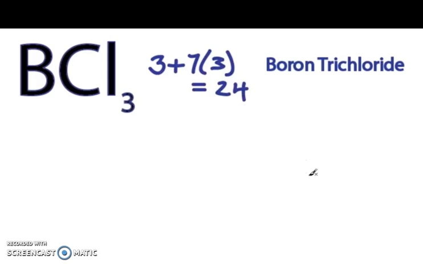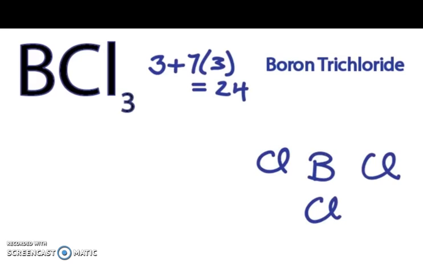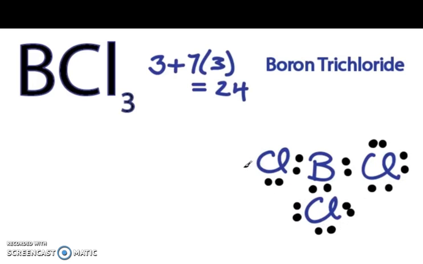We'll put boron at the center. And then let's put chlorines around it. There are 3 of them. And put some electrons. So we have 24. We'll put them between to form bonds. There's 6. And then on the outer atoms, 8, 10, 12, 14, 16, 18, 20, 22, 24. We used all the valence electrons.